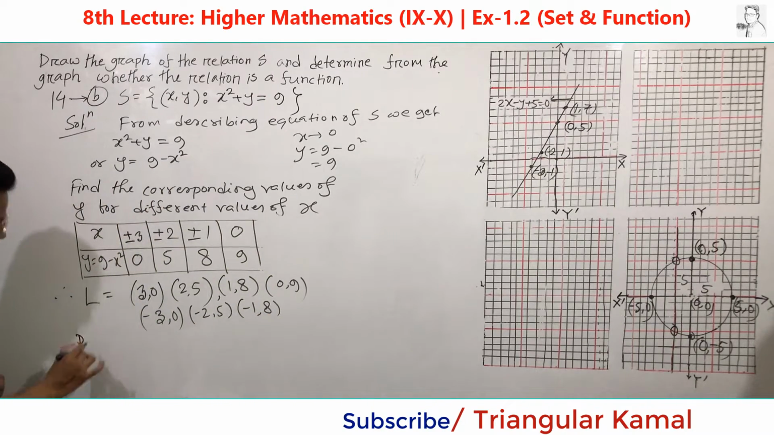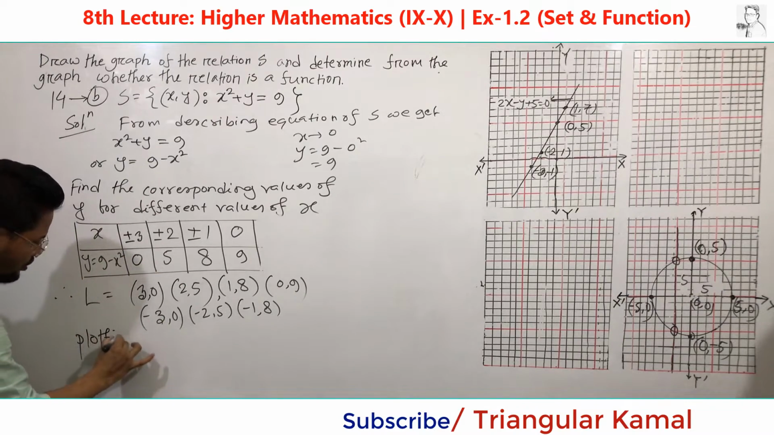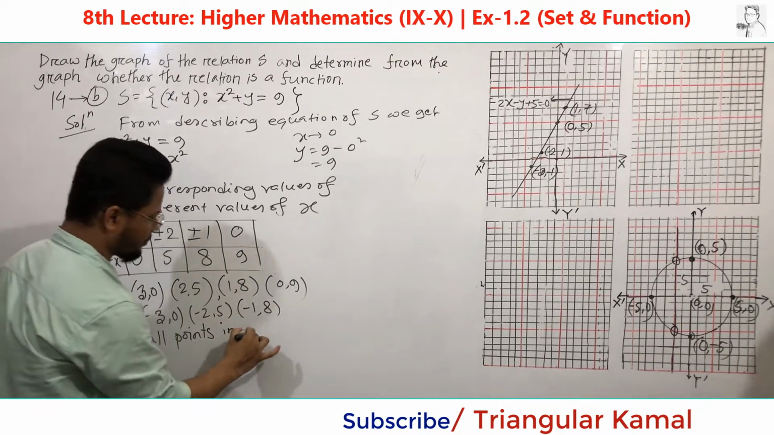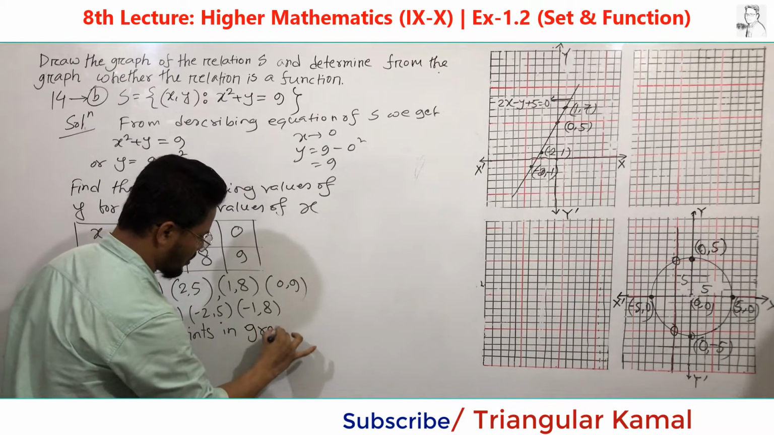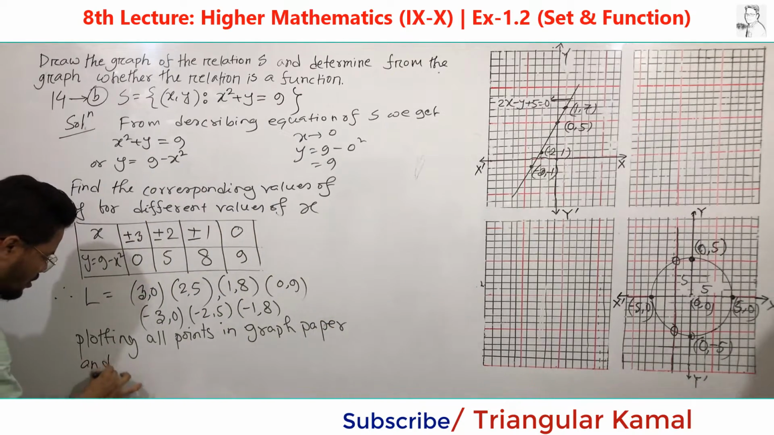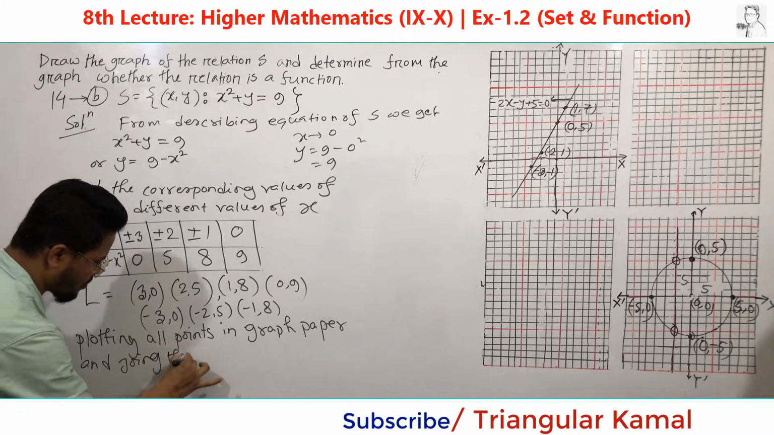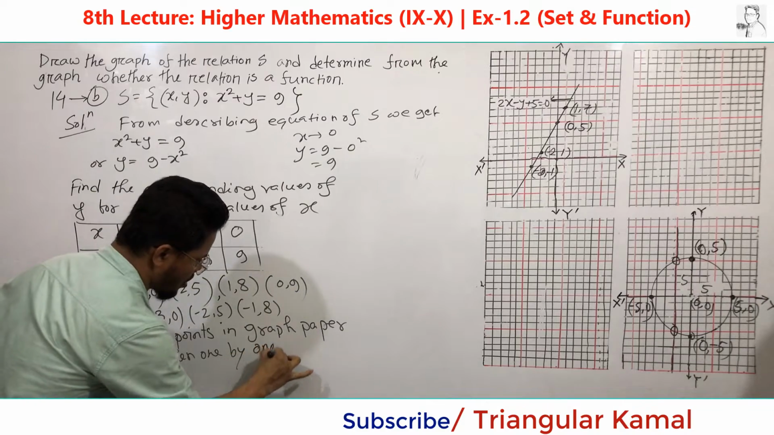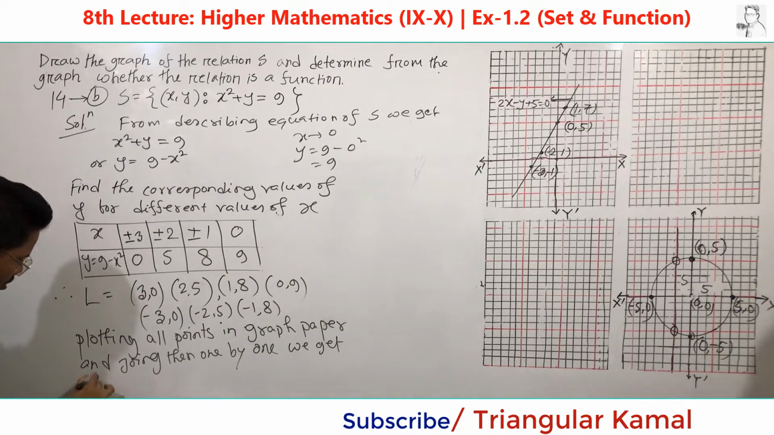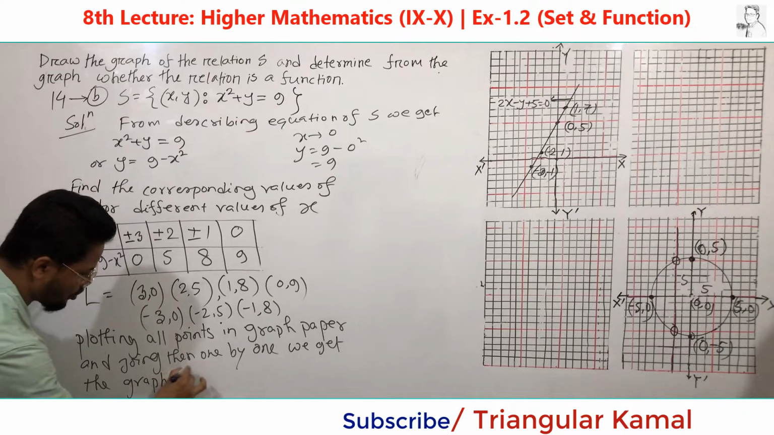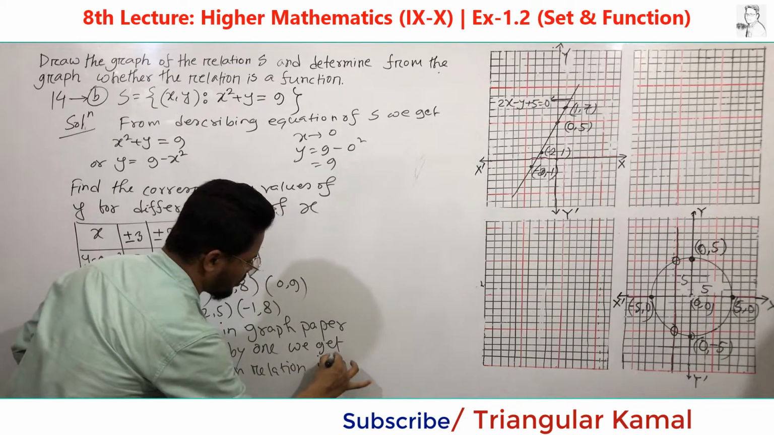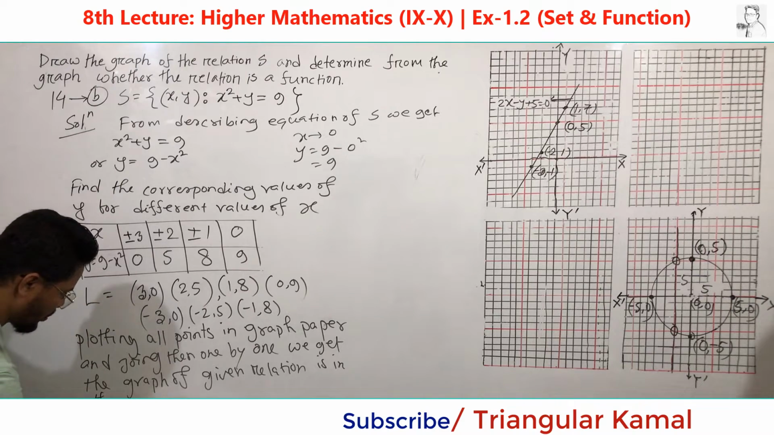Now you have to write: we will draw the graph, plotting all points in graph paper and joining them one by one, we get the graph of the given relation shown in the graph paper.